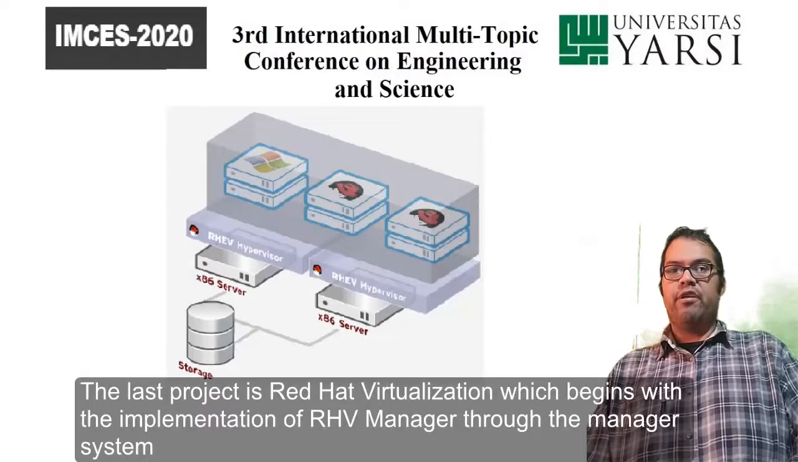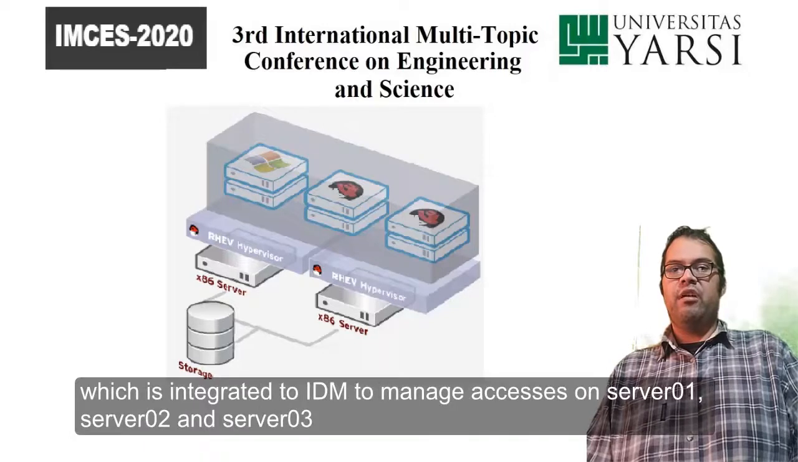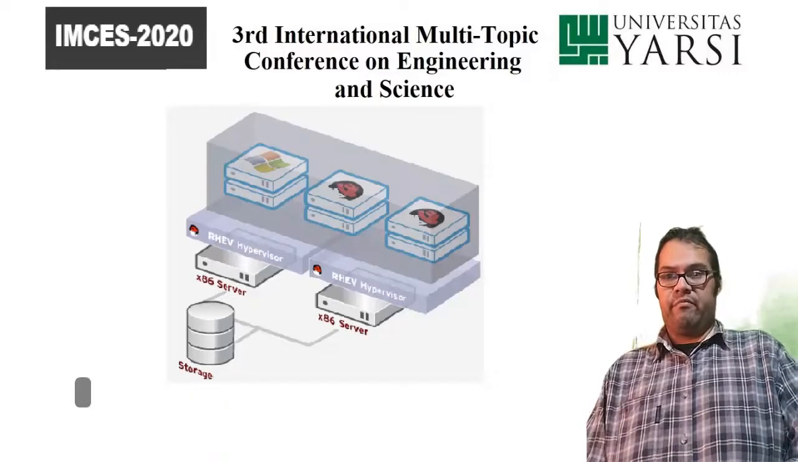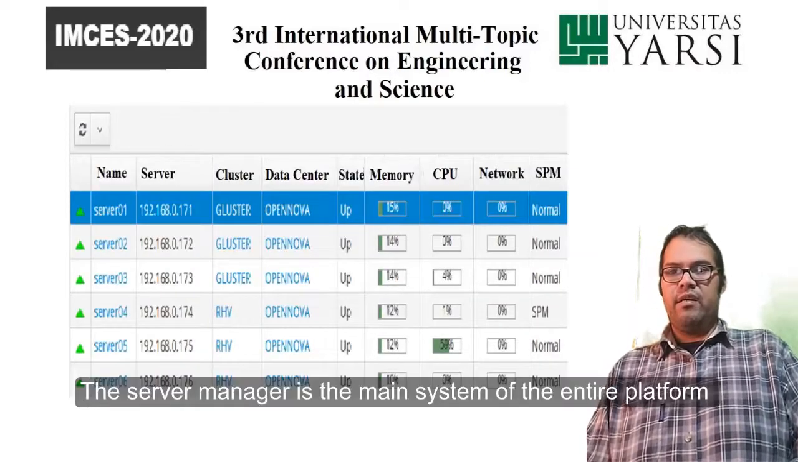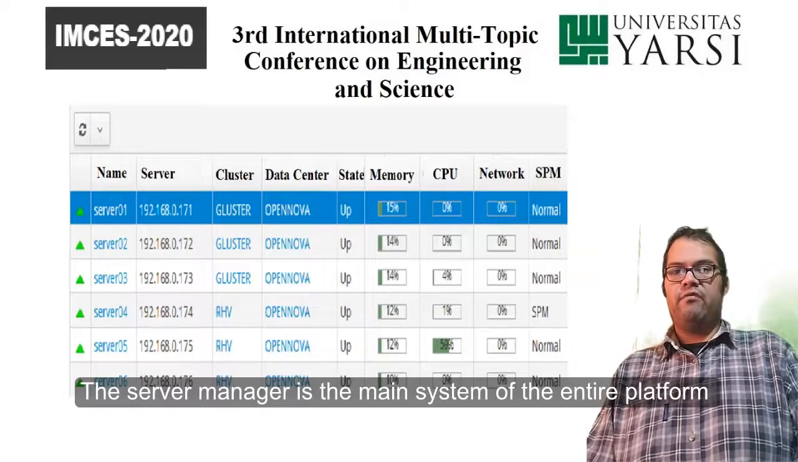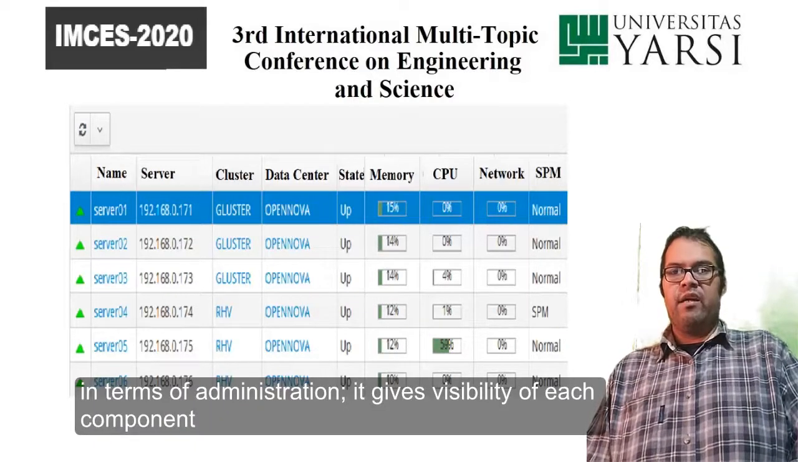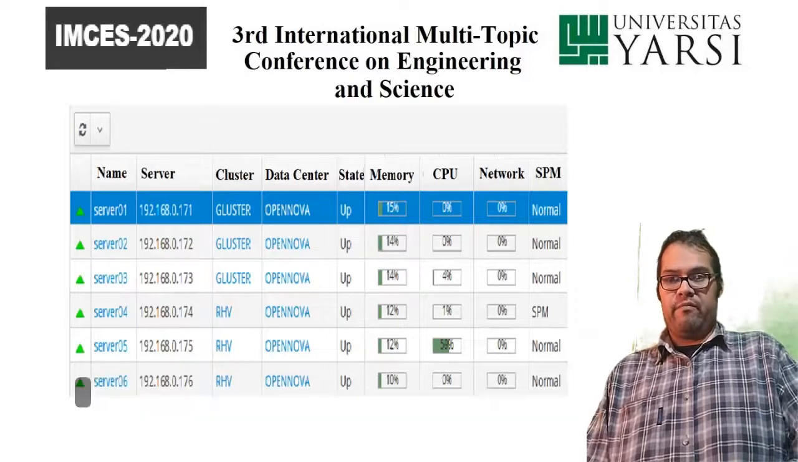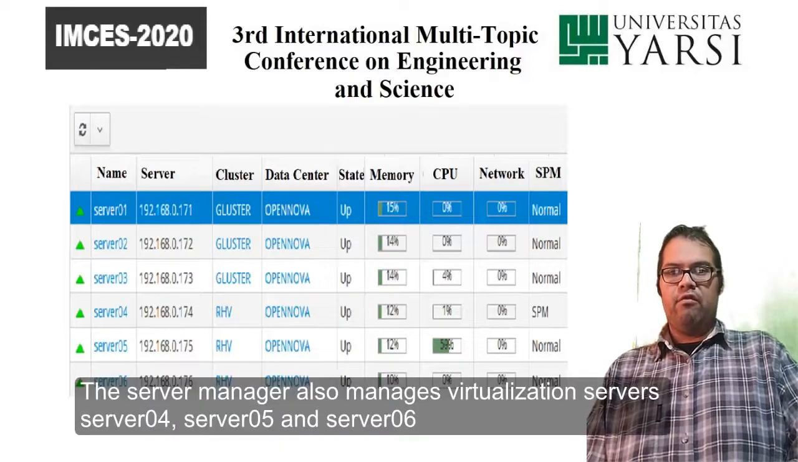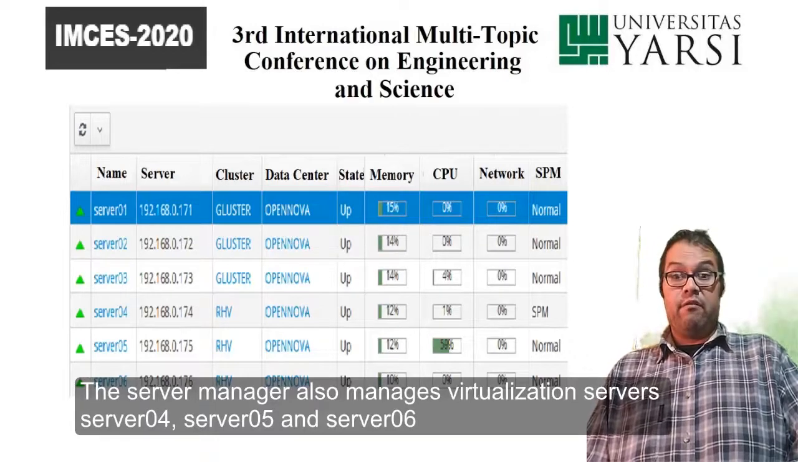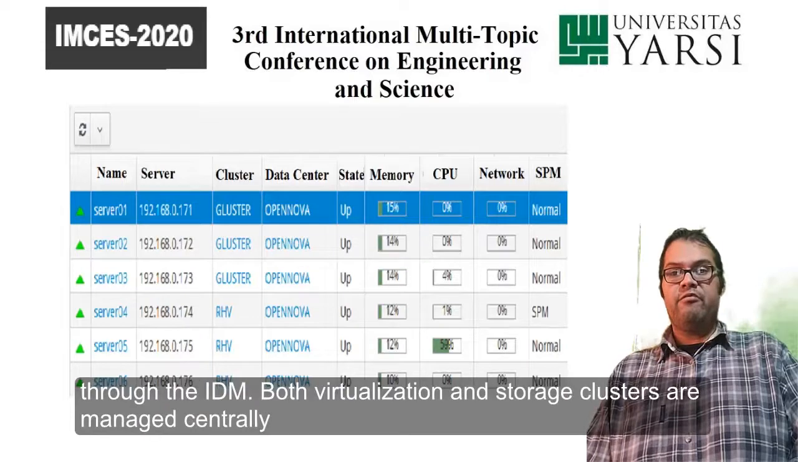The last project is Red Hat Virtualization, which begins with the implementation of Red Hat Virtualization Manager, integrated to IDM to manage access on Server 1, Server 2, and Server 3. The Server Manager is the main system of the entire platform in terms of administration. It gives visibility of each component. The Server Manager also manages virtualization servers, Server 4, Server 5, and Server 6, through the IDM. Both virtualization and storage clusters are managed centrally.